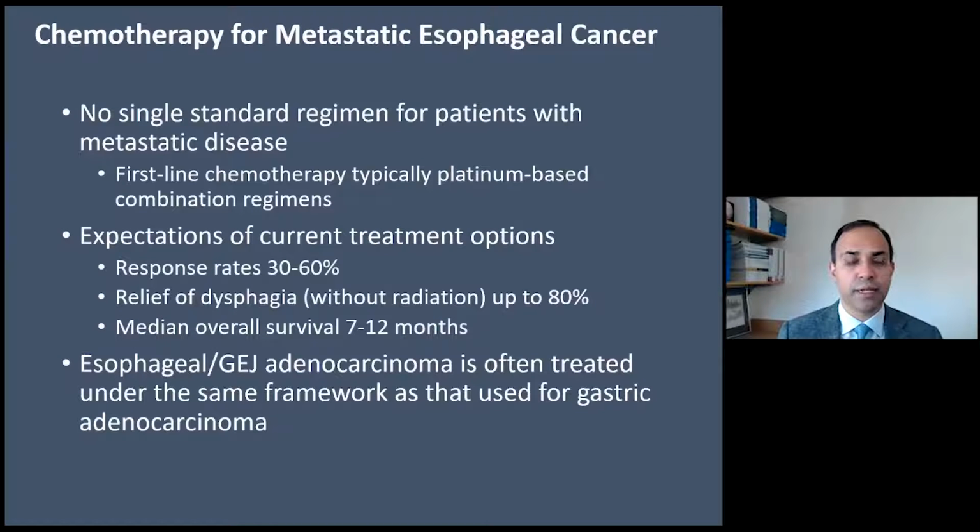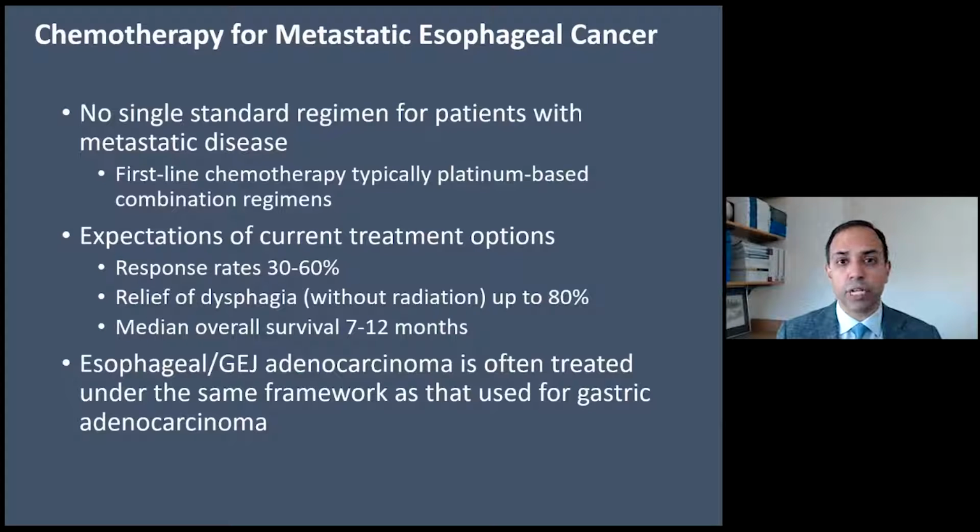Chemotherapy for metastatic esophageal cancer is similar to that used in metastatic gastric cancer. Again, no single standard regimen has been used for these patients, and first-line chemotherapy again consists primarily of platinum-based combination regimens. The outcomes in terms of response rate and overall survival are similar to those in gastric cancer. There is, however, one other outcome that is worth highlighting.